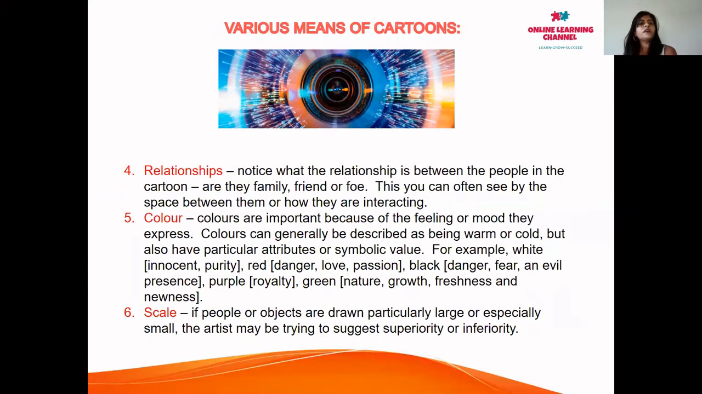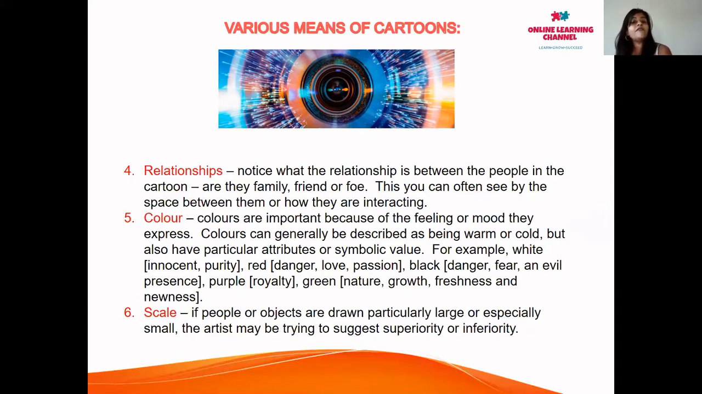Number 4, relationships. Notice what the relationship is between the people in the cartoon. Are they family, friend, or foe? This you can often see by the space between them or how they are interacting.